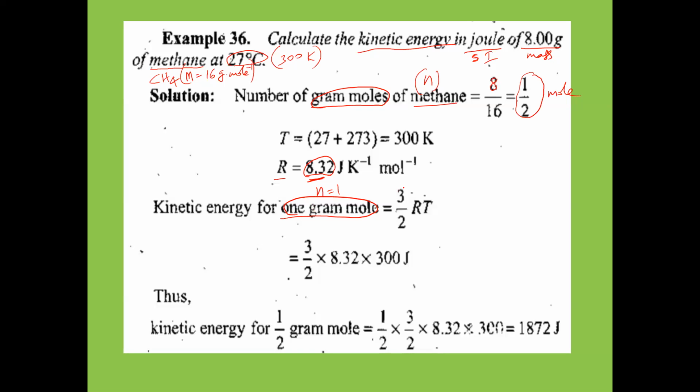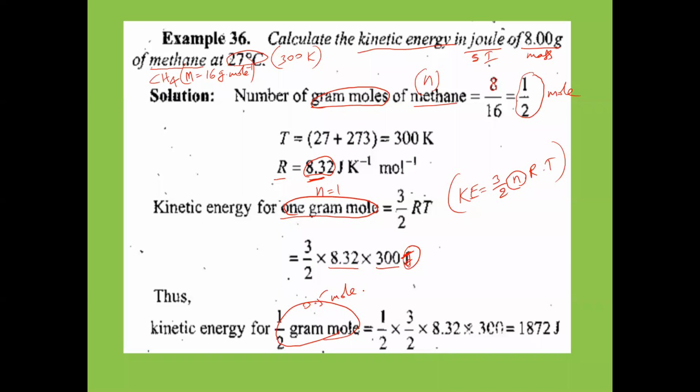For 1 mole, what is the kinetic energy formula? Kinetic energy formula for n moles is 3 by 2 nRT. Here n is the number of moles. How many moles have we taken? 1 mole. That's why 3 by 2 into 1 into RT, so 3 by 2 RT. So 3 by 2, R value 8.314 joules, and T in Kelvin is 300. So we get kinetic energy in joules. The total value of kinetic energy will be in joules. Thus, kinetic energy for half gram mole, meaning half mole, that means 0.5 moles.